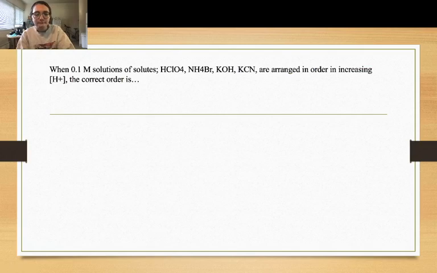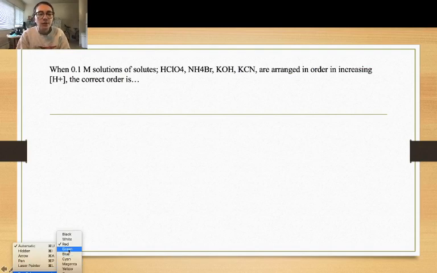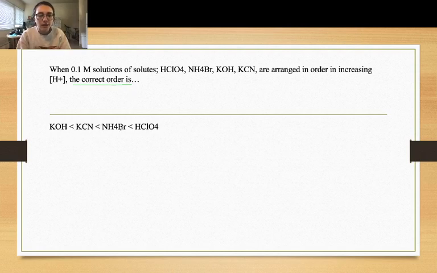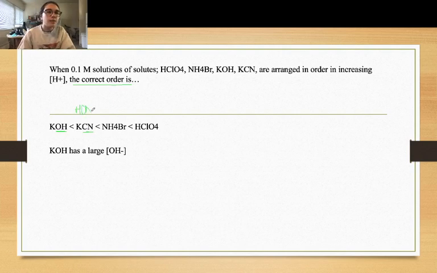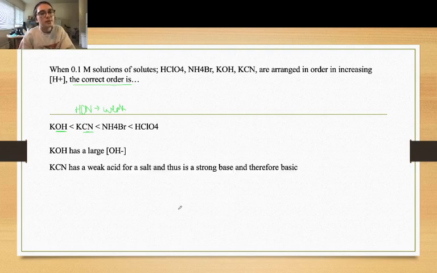Just going to redo this. But basically when you look at them, be sure that you are looking at these as their conjugates. So first of all, I already know this has a lot of OH minus in it, so that's already going to mean that it's very basic. The next one is that KCN comes from a weak acid, and therefore is going to be a strong conjugate base. But it's not OH minus, so that means OH minus is always the strongest.